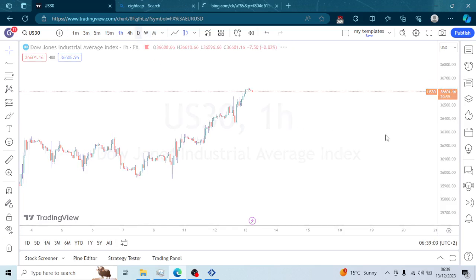Let's go back to the daily whilst we wait for this 8cap thing to load. I can't believe I'm opening 8cap whilst I'm still analyzing. I'm just intrigued. It caught my eye, so I thought let me just check it out.